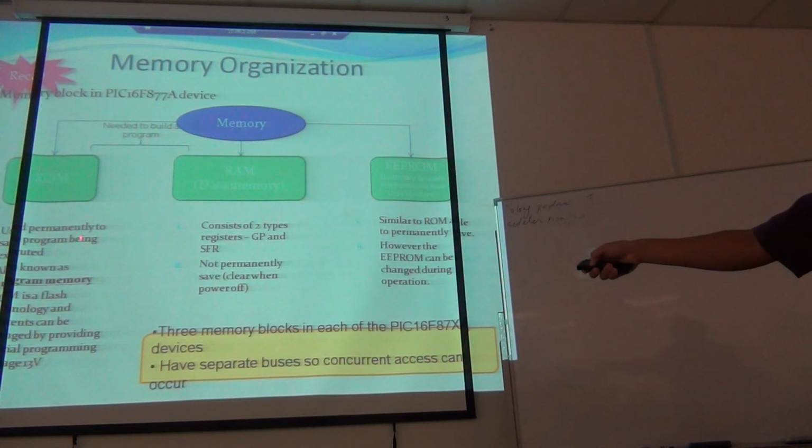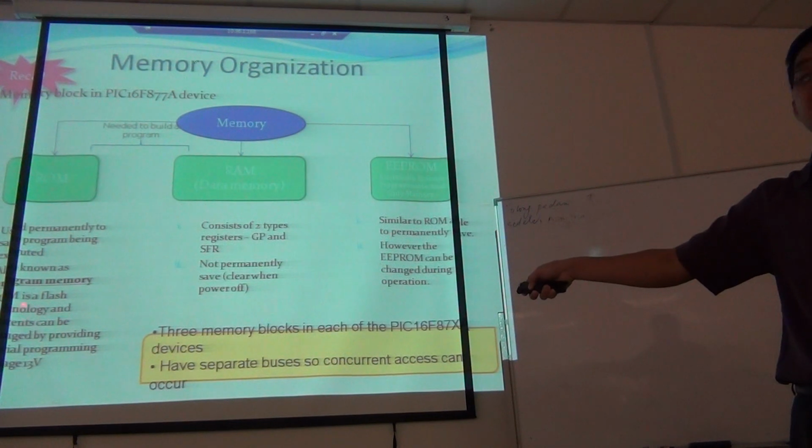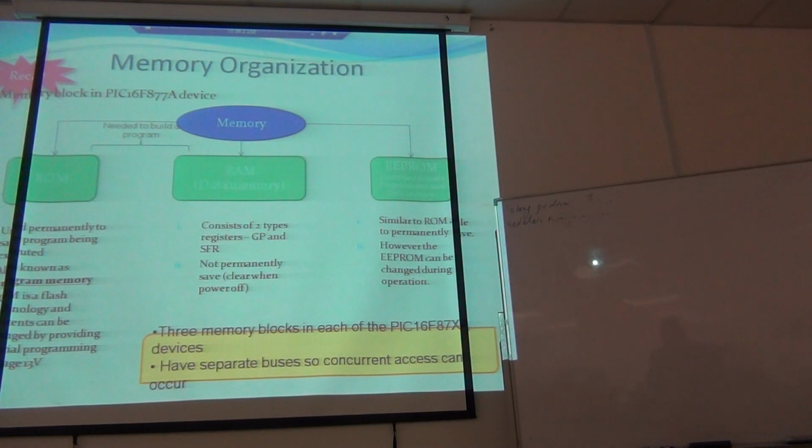ROM is permanently stored, so it is also known as program memory, and this is flash technology with a single supply programming at 13 volts. If you want to burn it, you have to give 13 volts to this guy, and then you can burn your program. The operation only needs 5 volts to operate, but to flash it, it requires around 13 volts, higher. Okay, to burn it. We are going to do that process later.